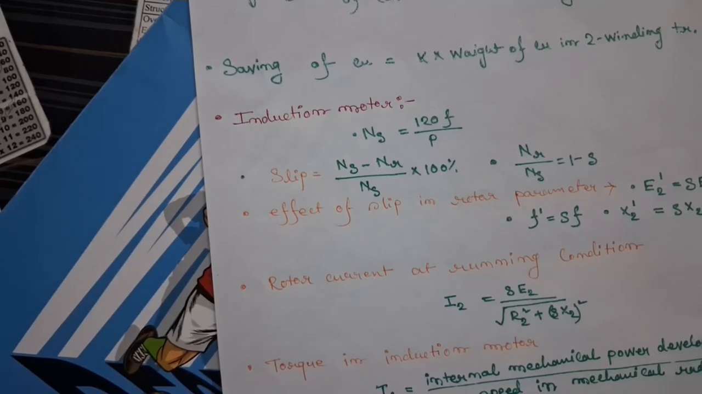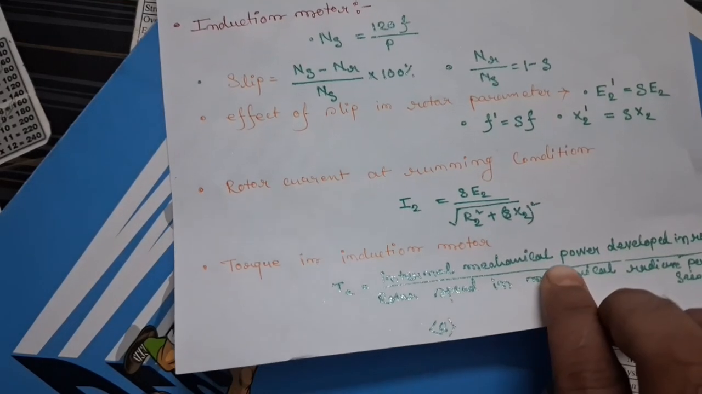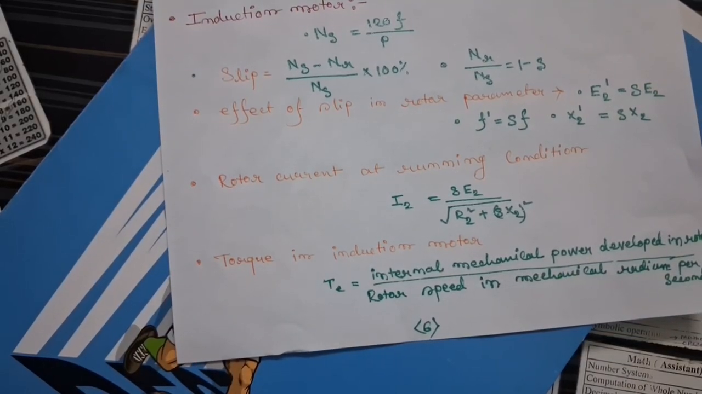Then you have to remember rotor current at running condition. I2 is equal to S into E2 divided by the square root of R2 square plus S X2 that whole square. Here I2 is rotor current, E2 is rotor voltage, R2 is rotor resistance, X2 is rotor reactance. Then you have to remember the torque in induction motor. Torque Te is equal to internal mechanical power developed in rotor divided by rotor speed in mechanical radian per second.